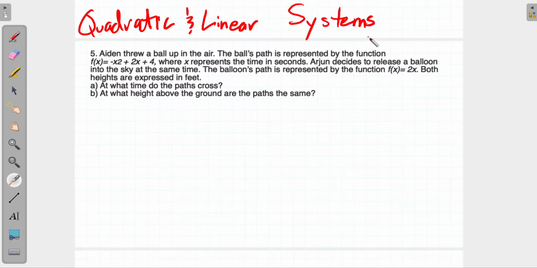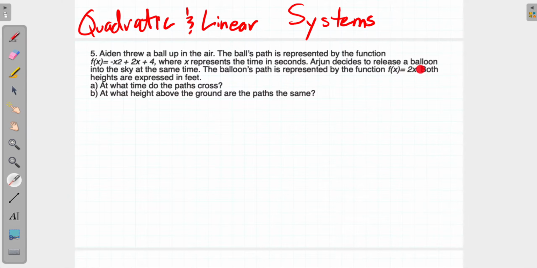Okay. Linear and quadratic systems. We'll read through this and pull out pertinent information. So Aiden threw a ball up in the air. The ball's path is represented by a function. You have some function. This is technically to the power of 2, where x represents the time in seconds.